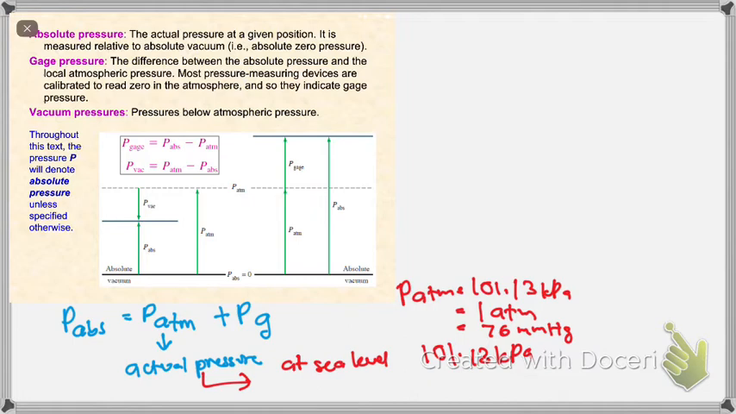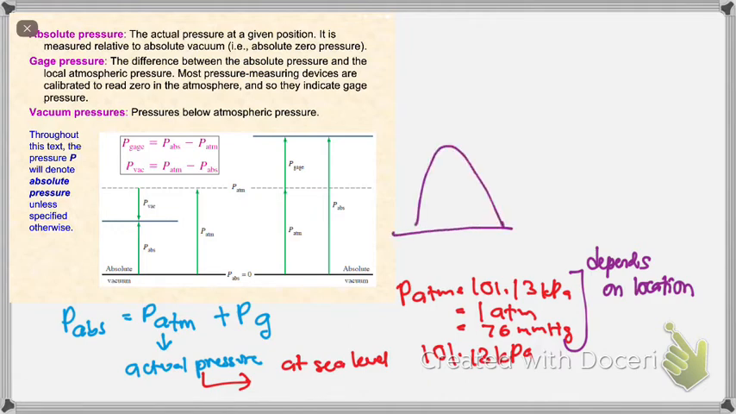Okay, P ATM depends on location. If at sea level, that is the value. If you are climbing a mountain, a higher place, for example 4,000 meter above sea level, then you will have a different atmospheric pressure. In most questions, atmospheric pressure is either given or you can find it from the property table.